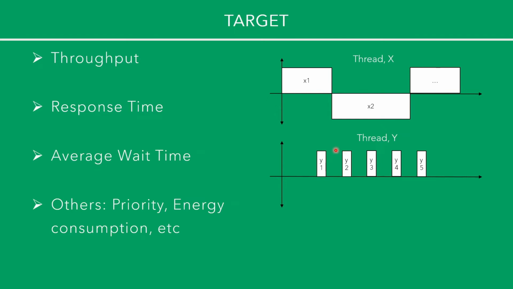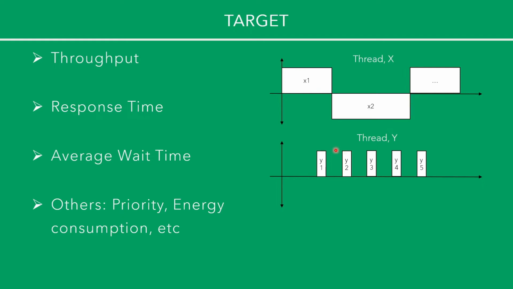There are a couple of other targets that can be aimed for. One is the average wait time. Wait time is the amount of time a thread spends in the waiting state in the scheduler, or the amount of time that the thread spends in the ready state. That is the wait time. Average wait time is the average of the wait times for all threads in the system.